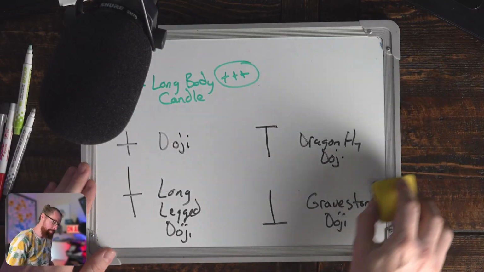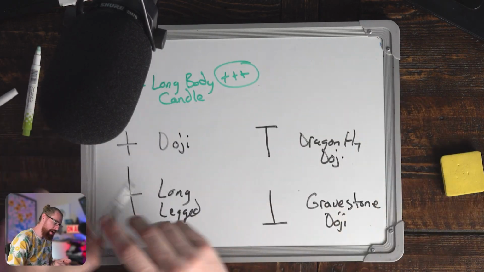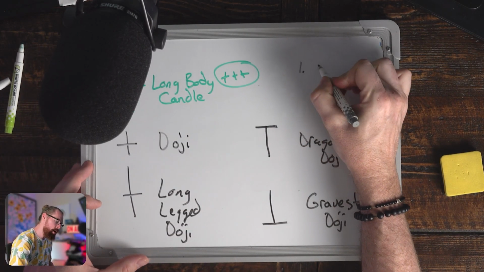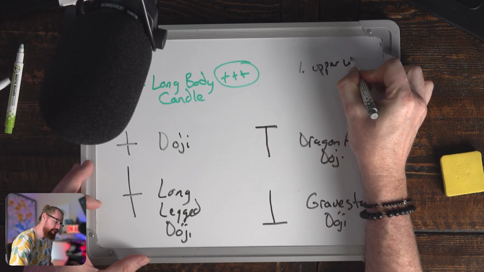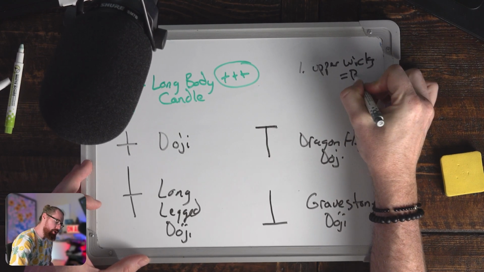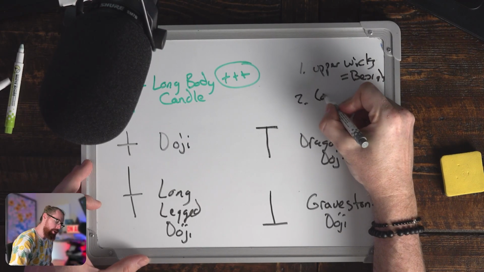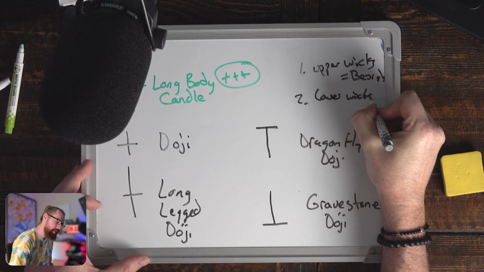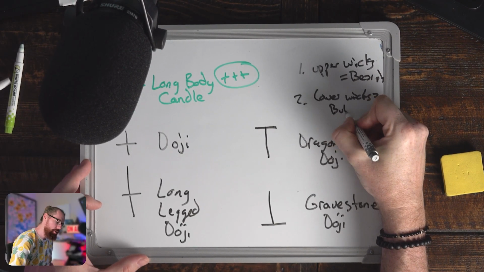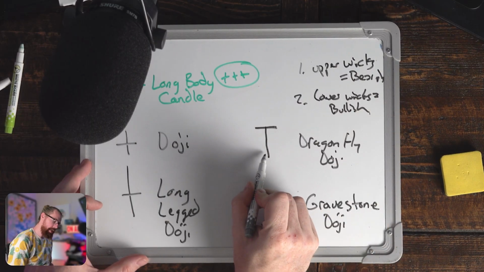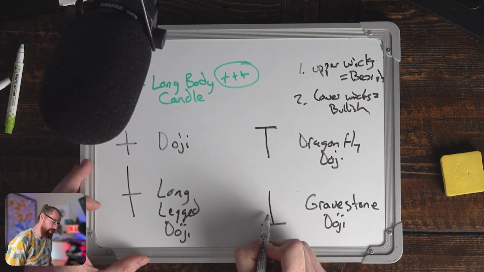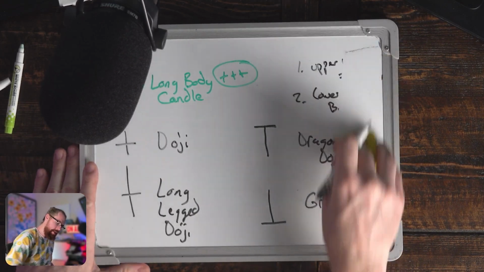So let's make a note about that. So when we're talking about dojis, note number 1, upper wicks equal bearish. And number 2, lower candle wicks equal bullish. So lower candle wick is bullish, upper candle wick is bearish. Okay? All right, so now let's take this a step further.